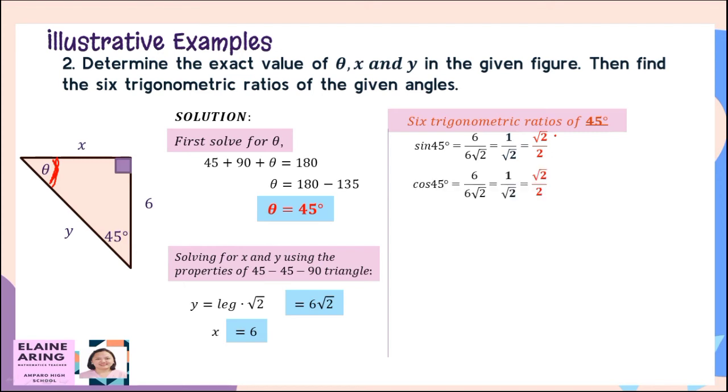Okay? Cosine 45, adjacent niya is 6 over hypotenuse is 6 square root of 2. And then we simplify it. So, square root of 2 over 2 pa rin yung sagot. Tangent 45 is opposite over adjacent. So, 6 divided by 6 is equal to 1. Cosecant 45, reciprocal. So, pinagbaliktad lang to. So, therefore, square root of 2 kasi makakancel na to. Next, secant 45 degrees is equal to 6 square root of 2 over 6. So, same lang din, square root of 2. Kasi makakancel din siya. Then, cotangent 45 is also 1.